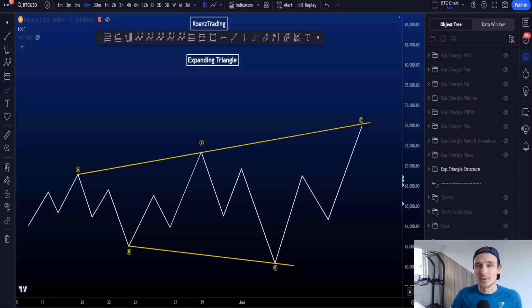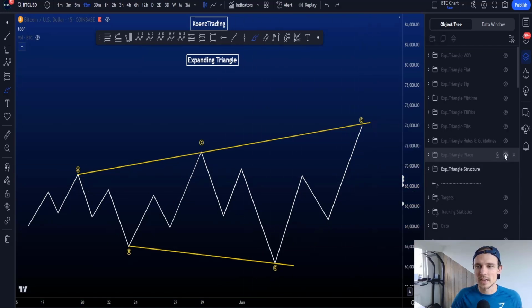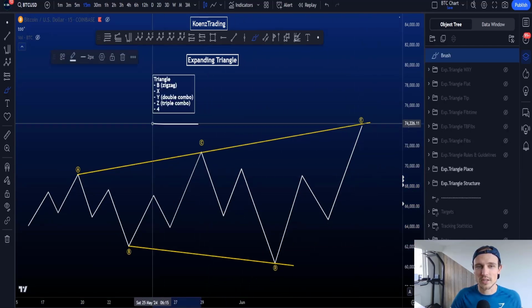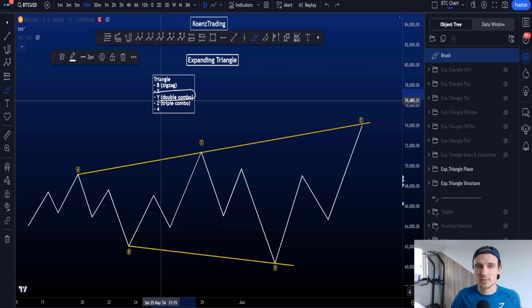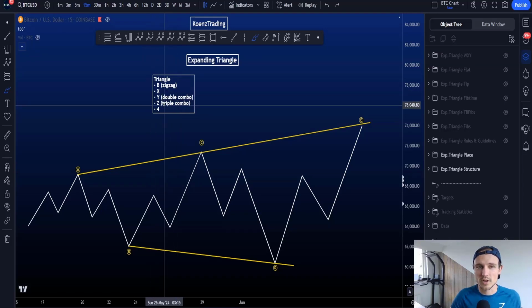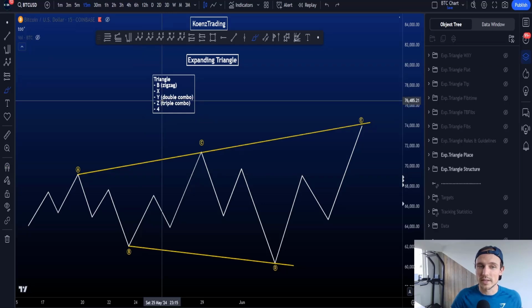An expanding triangle is a rare 5-wave structure labeled as a wave A, B, C, D, and a wave E, and can appear in any of the structures that are written in the box over here: wave B of a zigzag, wave X, wave Y in a sideways double combo, WXY, wave Z in a sideways triple combo, WXYXZ, and a wave 4.